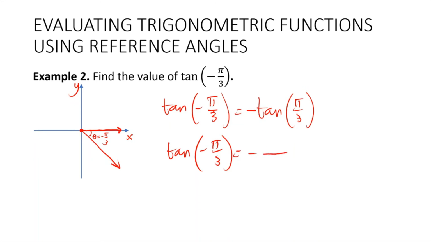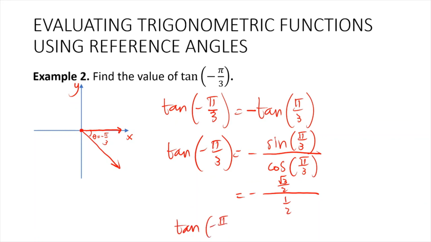Again, tangent is the ratio between sine and cosine, where sine corresponds to the y component of the ordered pair, and it's equal to square root of 3 over 2. On the other hand, cosine, the x component, is equal to 1/2. Therefore, tangent of negative pi over 3 is equal to negative, and we can simplify this as square root of 3.